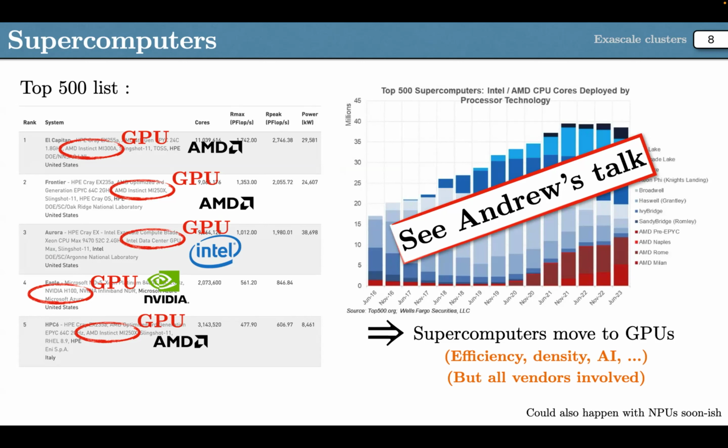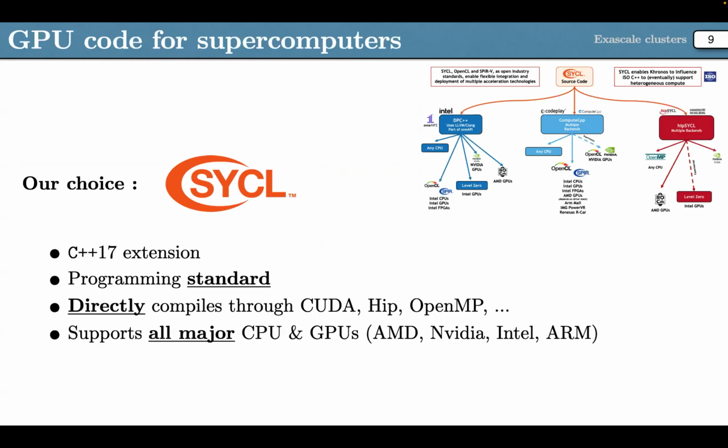But yeah, this is the trend for now, and we have to deal with it. Anyway, in order to support all of the different vendors that are on those clusters, we are using SYCL, which is a programming standard built on top of C++17 that can directly compile your code to CUDA, HIP, or OpenMP, which means that you will have close to native performance and that your code will be basically indistinguishable from CUDA from the point of view of NVIDIA tools. I mean that you can use, for example, NVIDIA profiling tools, AMD profiling tools, or whatever you prefer.